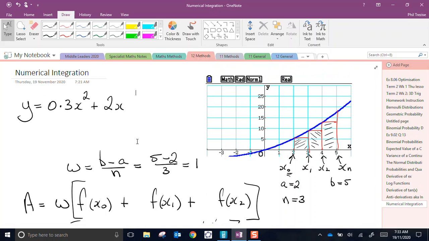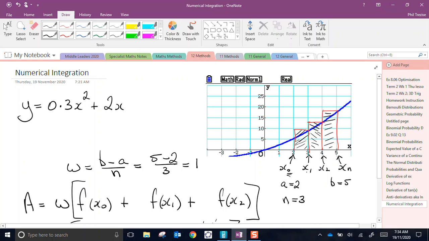Now I'm going to consider what would happen if instead of drawing these rectangles with the height at the left hand edge, I took the height to be the right hand edge of each of these little strips. This time, because my function is increasing, I'm going to end up with a little bit of an overestimate. These rectangles are going to be a little bit larger than the area underneath the blue curve. Everything else I had done earlier, most of it would still be working.